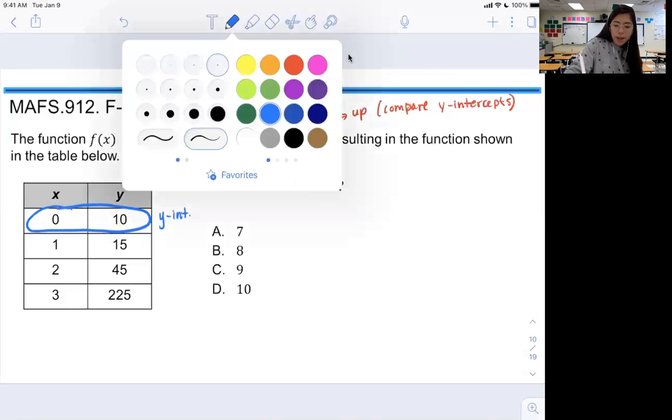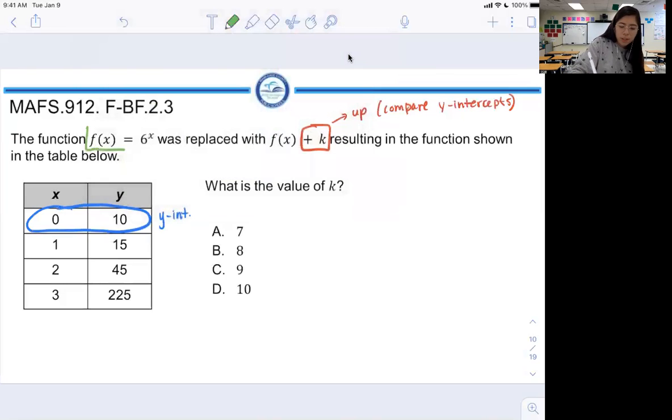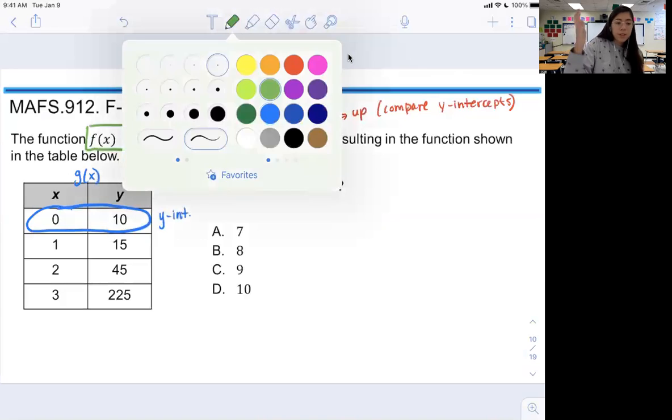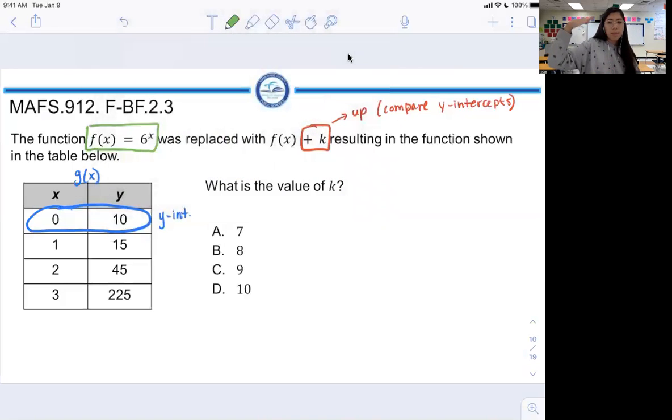All right, but I don't know the y-intercept of the original function, because remember, we started with f of x, we moved up, I don't know how much, we went up, and then we created g of x. So I still need to know where we started. I know where we ended up. We ended up at 10, but I don't know where it started. So how can I figure out the y-intercept of my original function? 6 to the power of x.